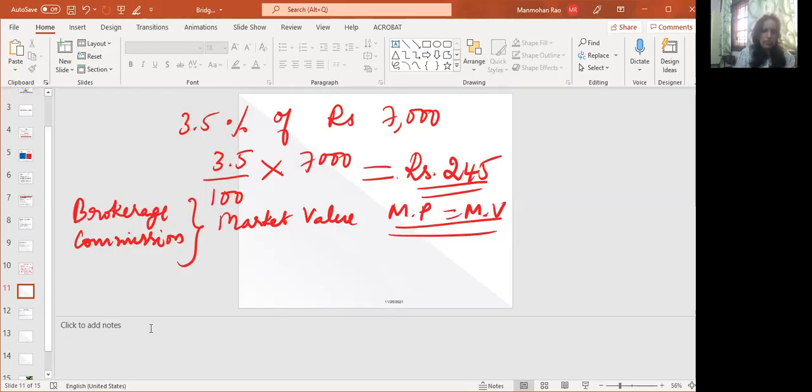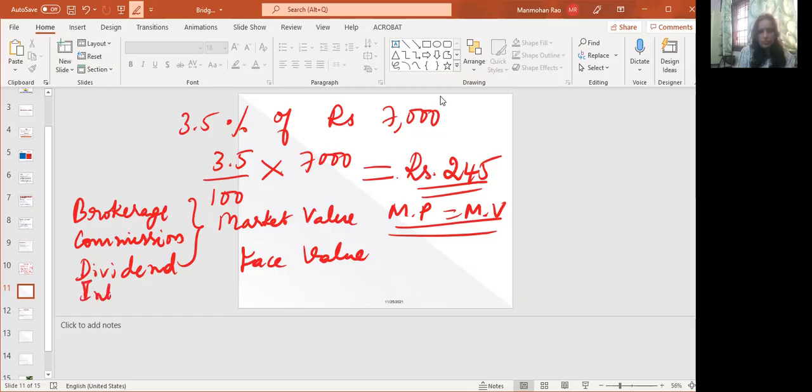These two are always calculated on the market value, or at what price you are selling the goods or purchasing the goods. Second comes dividend, which is given by the company for your investment on shares. The dividend is always calculated on the face value. What is the face value of the share, the nominal or par value? On that basis, you get the dividend, the rate of dividend. Dividend is always calculated on face value.